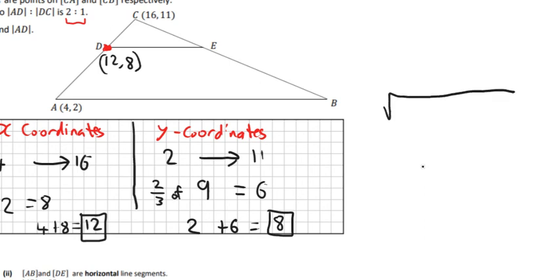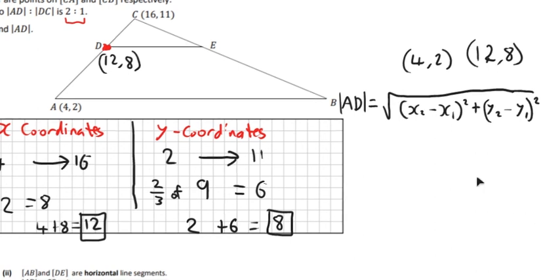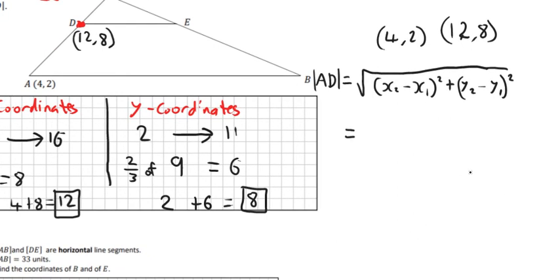So then we're just using the distance formula. So |AD|, with the lines around them like that, means the distance between A and D. So A is (4, 2), and D is (12, 8). So our formula, look in your log tables again, is the square root of (x2 minus x1) squared plus (y2 minus y1) squared. So it's just the difference between the x coordinates and the y coordinates, and then Pythagoras for working out the distance.